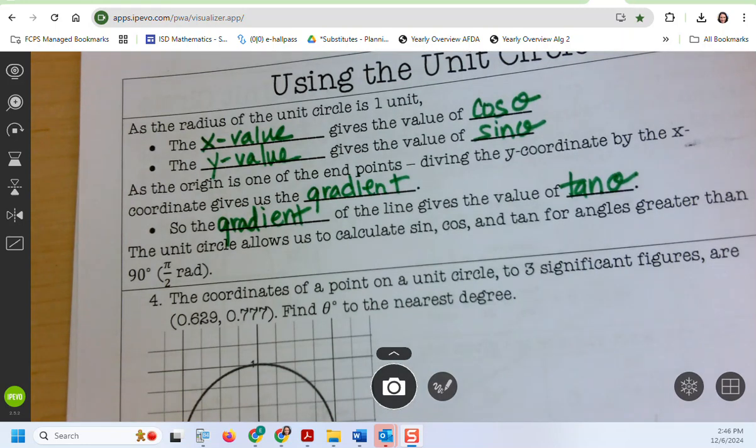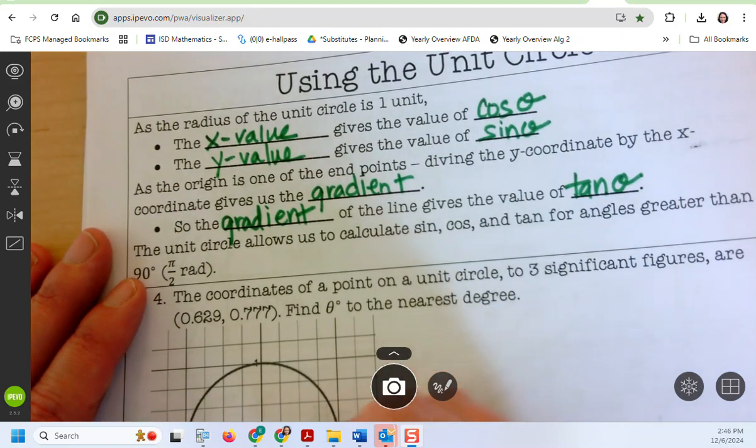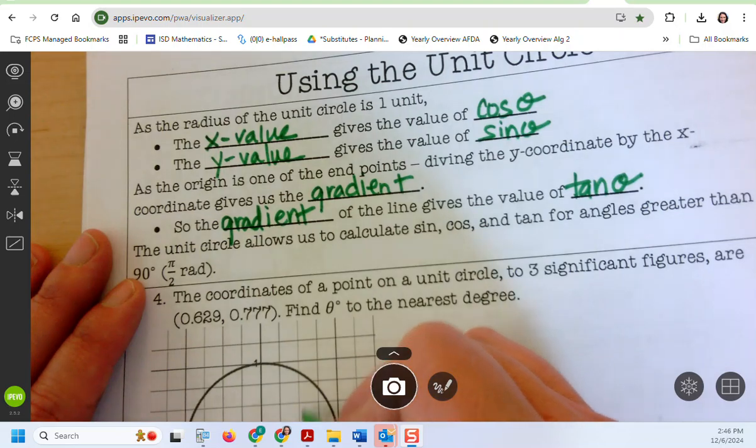All right, the coordinates of a point on the unit circle to 3 sig figs are these numbers. So let's try to estimate where they are. So this is 1 unit here. This whole thing is 1 unit. So here's a half unit. So 0.629 is going to be a little bit more than the half, and then up here. So we're about there.